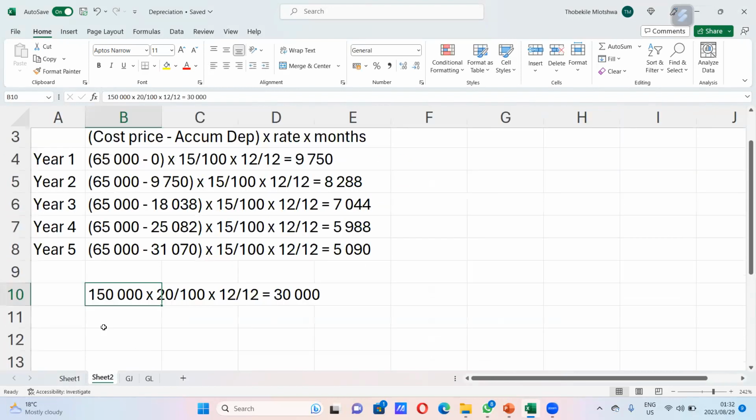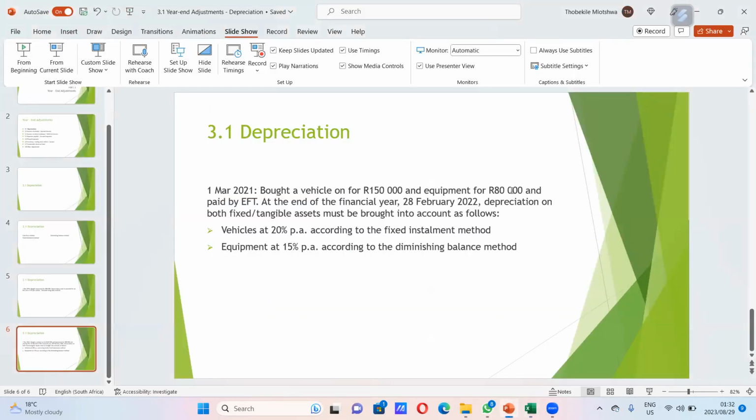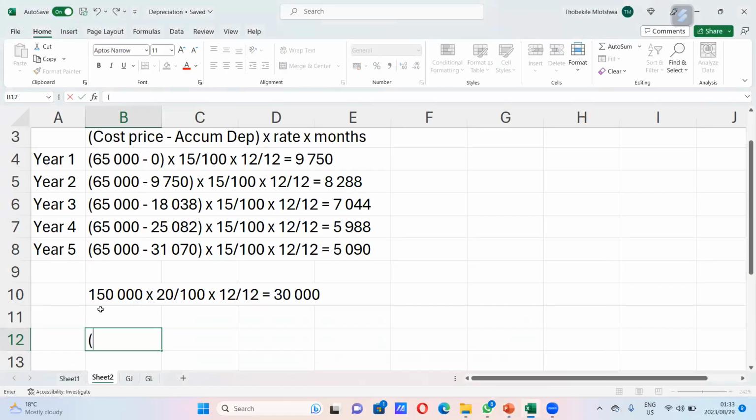And then let's do the other one. This one will be easy for now because there is no accumulated depreciation. So now we are doing the equipment, which is 80,000. We bought it this year and we are doing it at the end of the year, so you agree with me that accumulated depreciation is 0. So it's going to be 80,000 for year 1 minus 0. Year 1 will always be minus 0, by the way. Times, what is the rate? The rate here is 15%. 15 over 100 times 12 over 12. That gives us, if I'm not mistaken, 12,000.